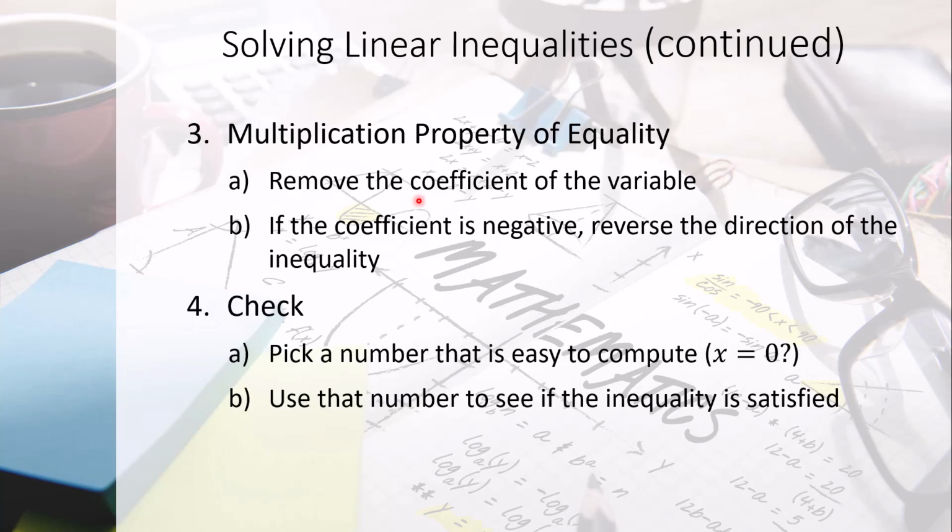And then finally, you really need to check. And the reason why you want to check is to make sure you got the right interval. And usually the best way to do that is to pick a number, say x equals 0. It's usually the easiest thing to compute. And then see if that statement is satisfied by the inequality. In other words, that the inequality is true if it's supposed to be true, or not true if it's not supposed to be true.